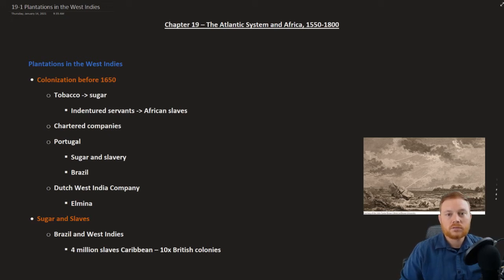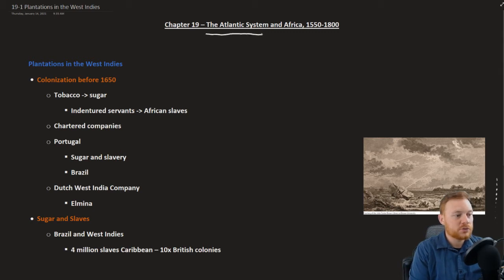All right, this is The Earth and Its Peoples by Richard Bulliet, Chapter 19, The Atlantic System in Africa, 1550 to 1800. We'll be looking at Section 1, Plantations in the West Indies. So, Chapter 19, The Atlantic System.